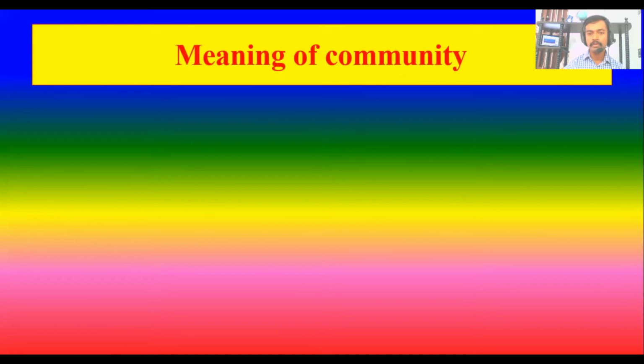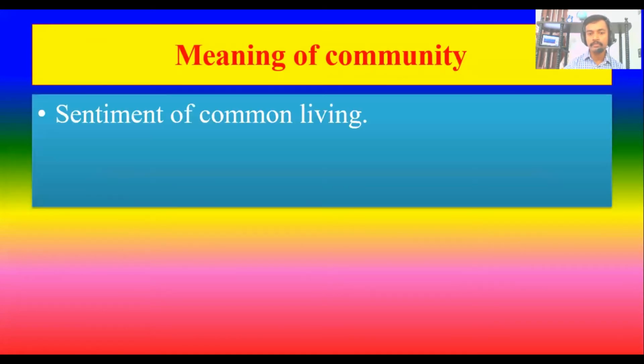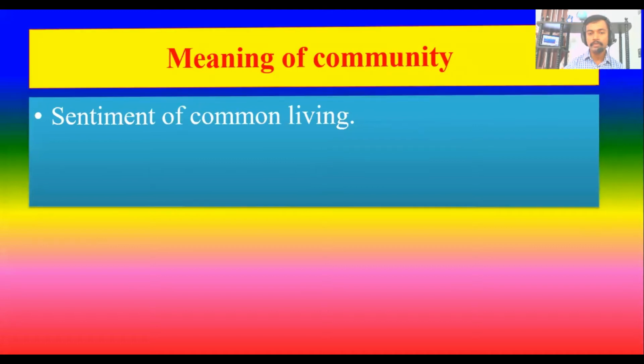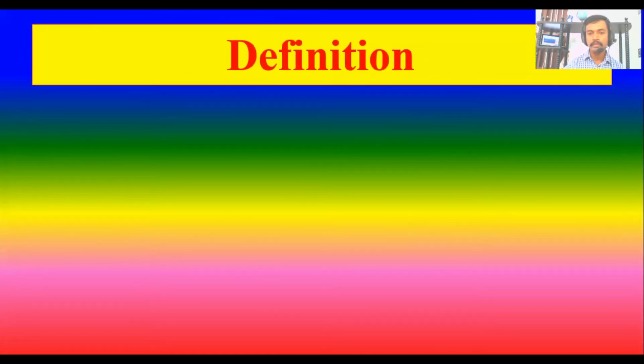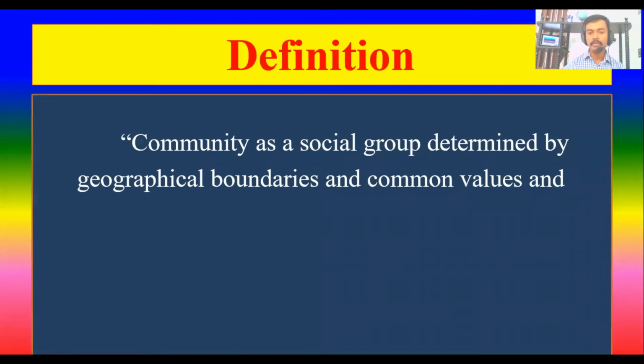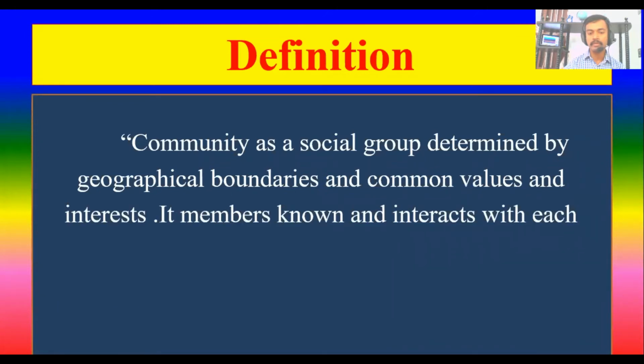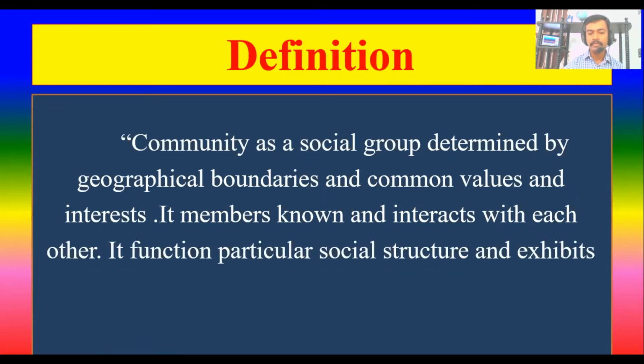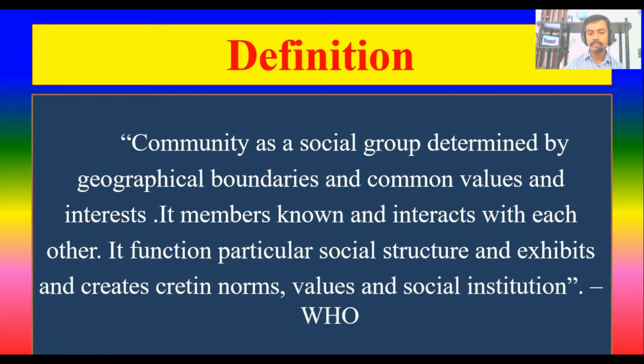Then we are going into detail about the meaning of community: sentiment of common living. Sentiment is a key word. Community is a social group determined by geographical boundaries and common values and common interest. Its members know and interact with each other. It functions within a particular social structure and creates certain norms, values, and social institutions. According to WHO, this definition you can use for community health nursing as well.